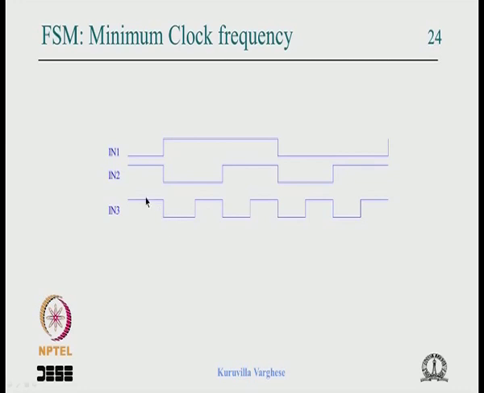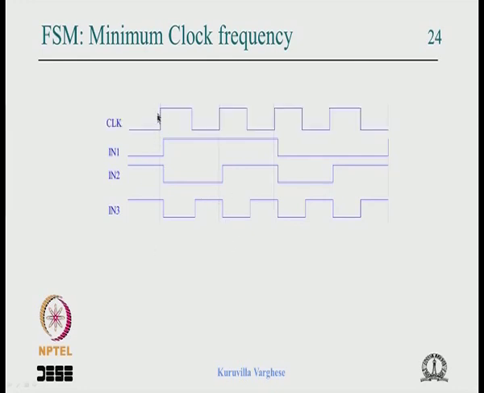Let us assume, I have chosen a very cleverly manipulated case. In1 is some kind of clock waveform, in2 is half of that, in3 is half of that clock period. So the frequency is twice, and this frequency is twice of that. So this is the scenario, and this is going to the state machine.